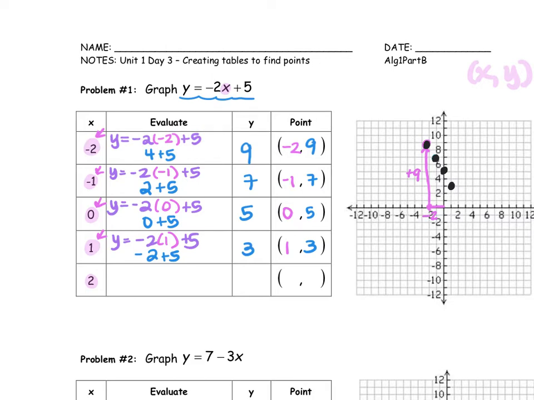Okay, the last point I'm going to get is when I plug in positive 2 for x. Negative 2 times positive 2 is negative 4, plus 5. Negative 4 plus 5 is positive 1. So when I plugged in 2, I got 1. And I will plot that on the graph, 2, 1. And then we're just going to connect those points with a line. So this line represents the graph of this equation.